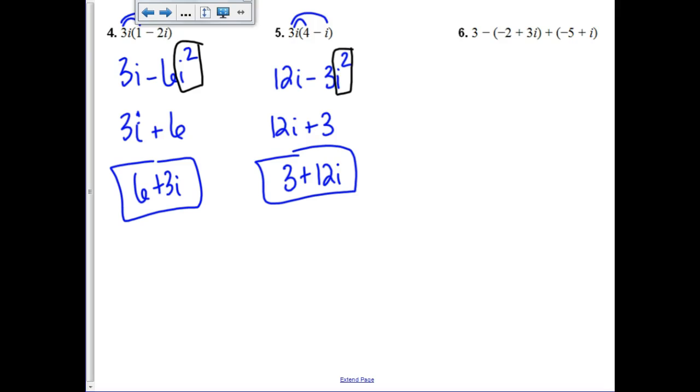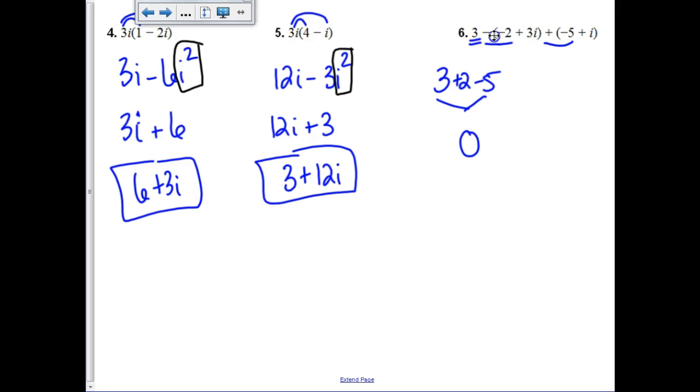And then number 6 is kind of a disaster, simply because there's a lot going on. So you've got real components and complex or imaginary components. So I'm going to start with the real components. I have a 3, and then be careful, you're subtracting a negative 2. So that's really like adding a 2. And then later on, we're adding a negative 5. So that's subtracting a 5. So if I combine all those real components together, 3 plus 2 minus 5, they end up canceling each other out to a 0. If you didn't write the 0 down, that's fine.